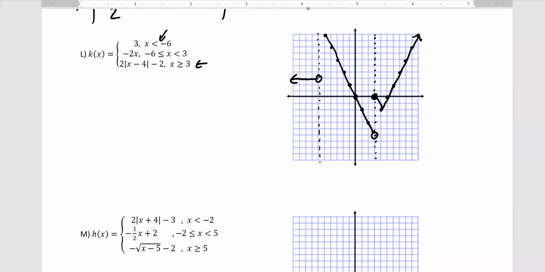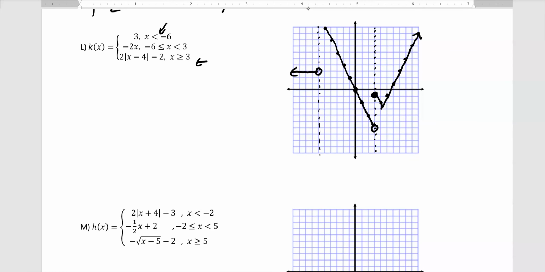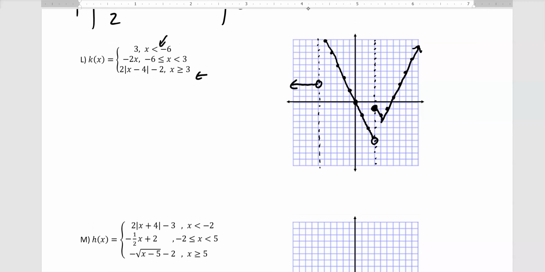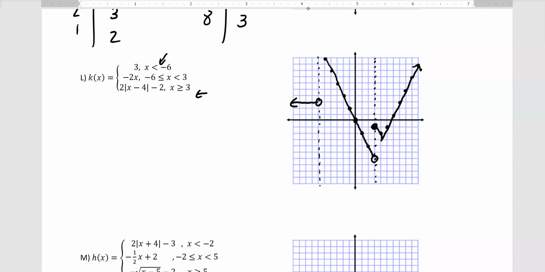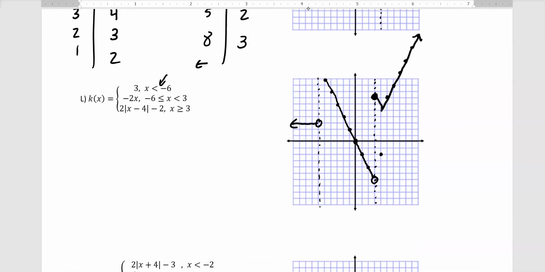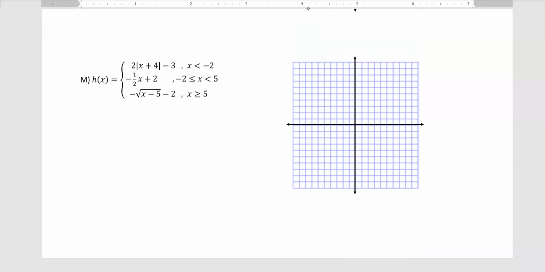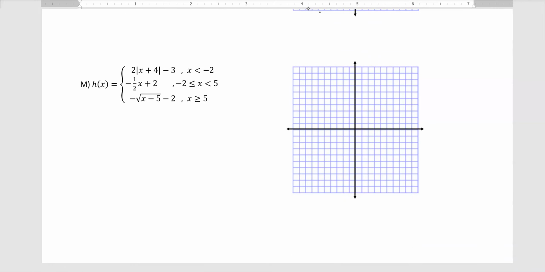All right, last, whoa, why is that moving? Whoa, crazy. I don't know what's going on. I don't know what's happening. Can I move it now? No? Okay. That was weird. Let's try letter M. Technology is having fun today. That's okay.